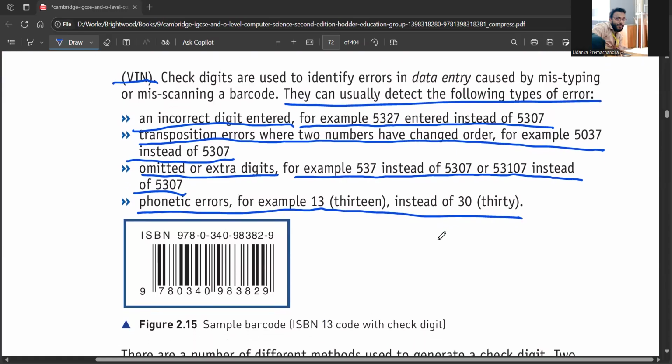Here is a sample barcode, an ISBN 13 code with the check digit. You can calculate them. 1, 2, 3, 4, 5, 6, 7, 8, 9, 10, 11, 12, and 13. So here is the ISBN 13 code with the check digit. They are considered another number as a check digit. Normally in the barcode, ISBN, all of them have a check digit.